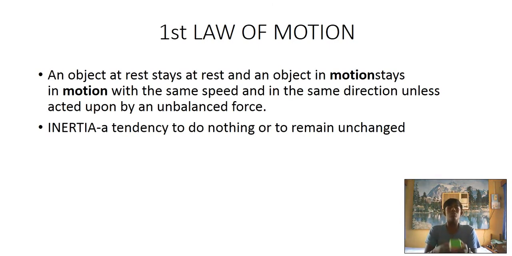Now the first law of motion is also known as the law of inertia. Inertia is a tendency to do nothing or to remain unchanged. Or we can also say that inertia is a natural tendency of an object through which it tries to continue its state of motion or state of rest unless an external force is applied. These both are interrelated with each other, they state almost the same thing. That's why the first law of motion is also known as the law of inertia.